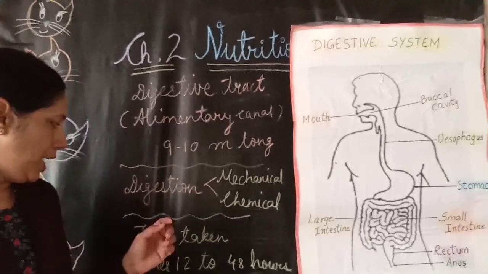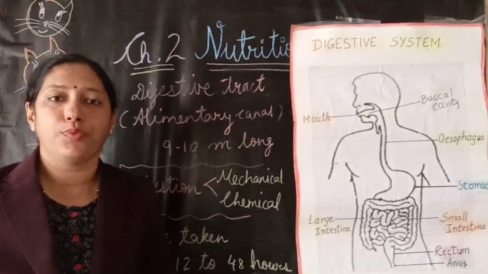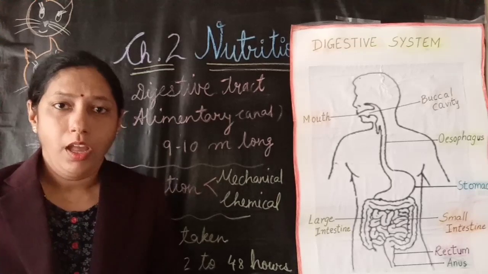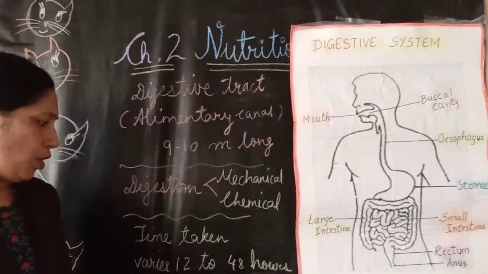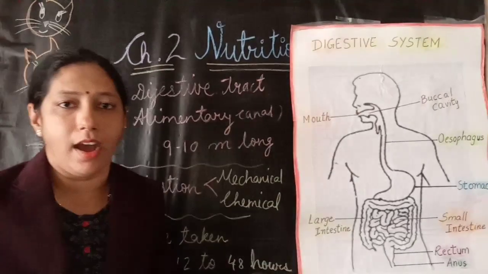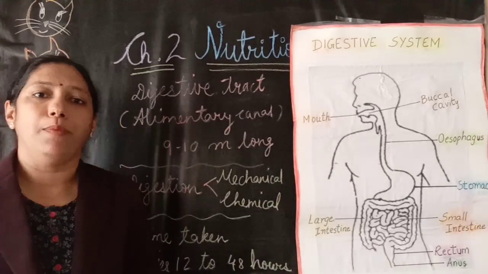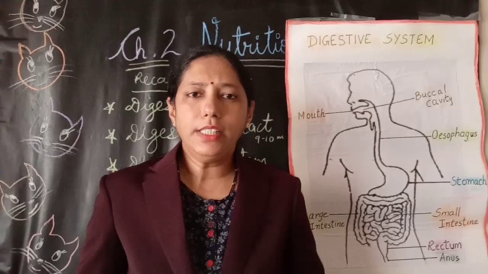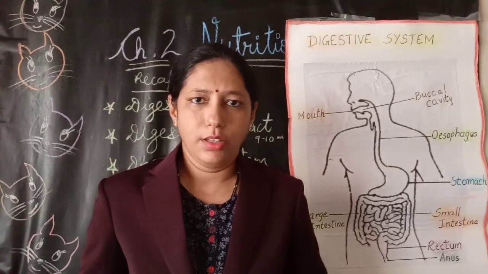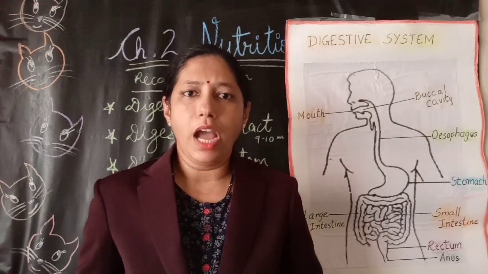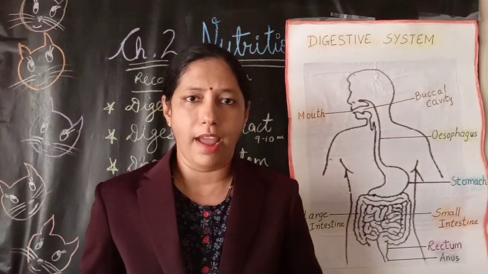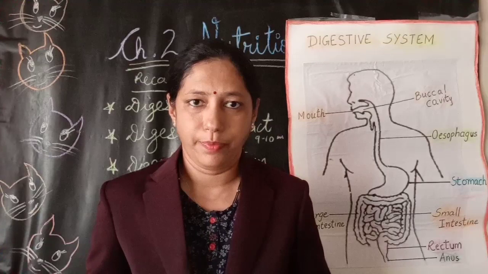Now, the time taken for digestion varies from person to person. It is not the same for everyone. But it can range from 12 to 48 hours depending on the type of food eaten. This is the end of today's class. We will learn about how digestion occurs in the different compartments of digestive tract in the upcoming classes.